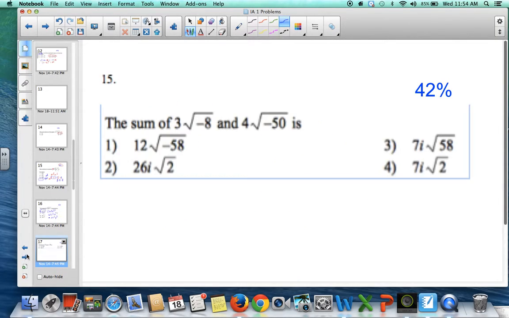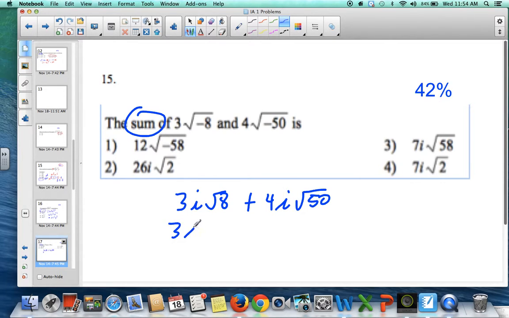All right, we're moving on now to new ones. This one, we worked on on Monday and Tuesday and did pretty well with this. We've got to first take this i out, so it's going to be 3i square root of 8. Sum means add, so plus 4i square root of 50. And now I've got to deal with the square roots, so it's 3i square root of 2 times 2 times 2 plus 4i square root of 5 times 5 times 2.